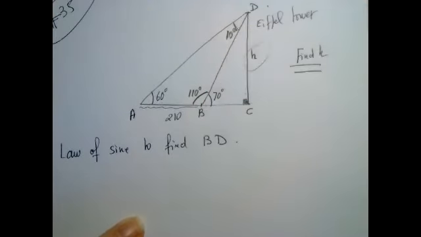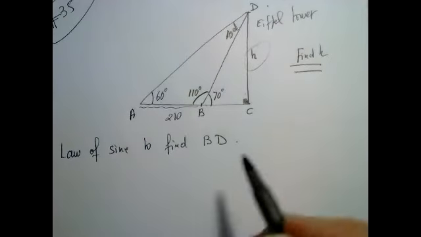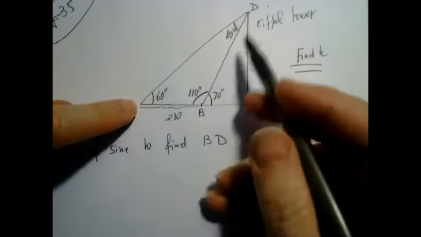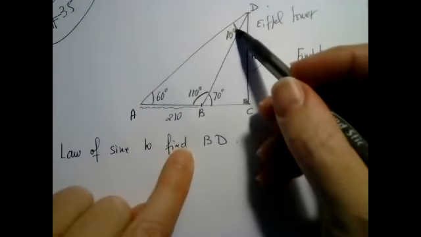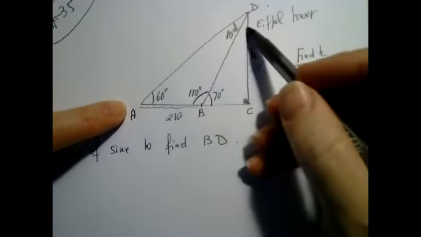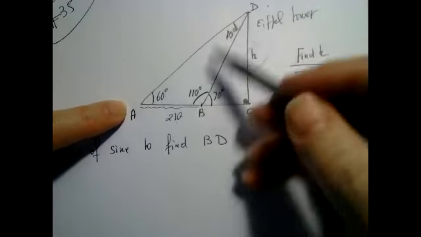From here to here. I guess my red pencil is not working anymore. Okay, so we want to find BD. So how shall I use the law of sine? To use the law of sine, I have to look for an angle and the side opposite. If I have an angle and the side opposite, I am in good shape.